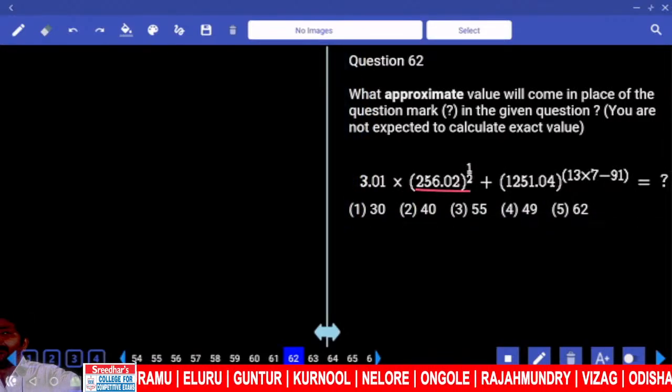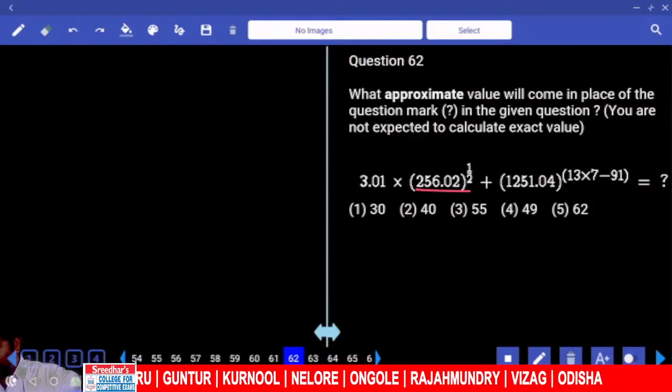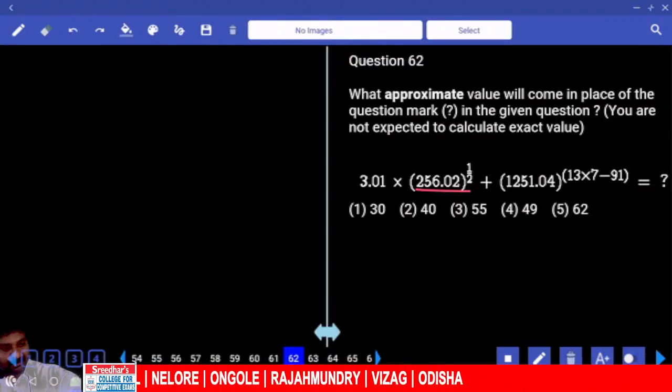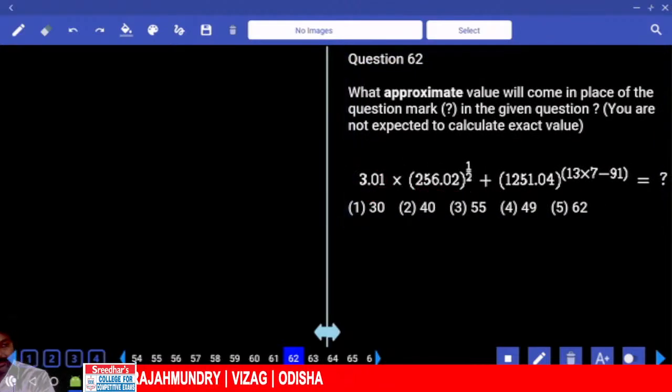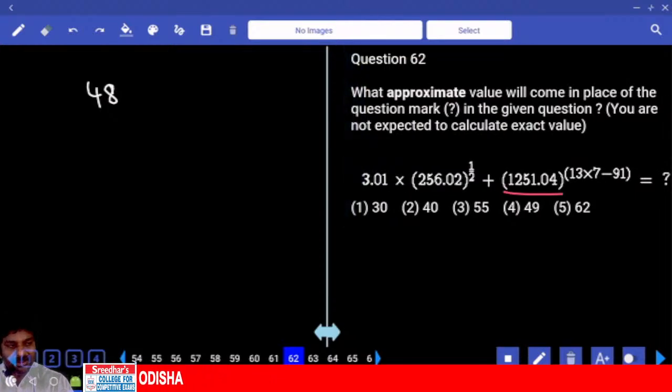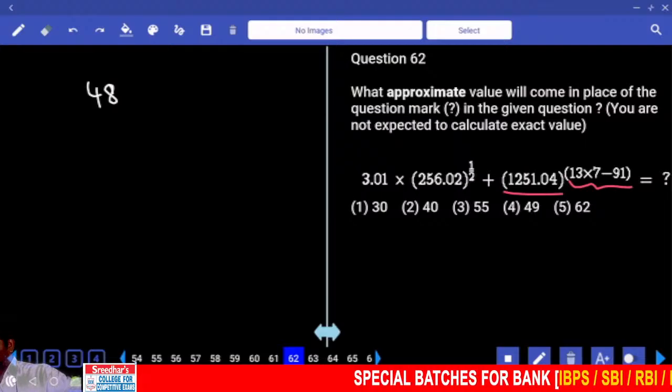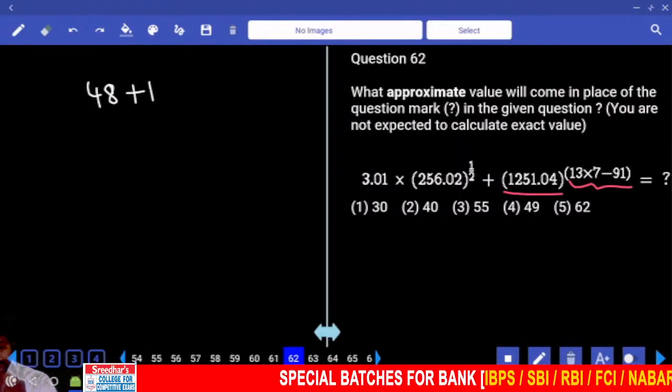256 to the power of 1 by 2. Which square is that? 16 square. 16 square to the power of 1 by 2. Square and power 1 by 2 get cancelled. 16 left. 3 into 16, 48. Keep it as it is. This is some number. Concentrate on the exponent. 13, 7 times. 91 minus 91. Anything to the power of 0. Answer 49.